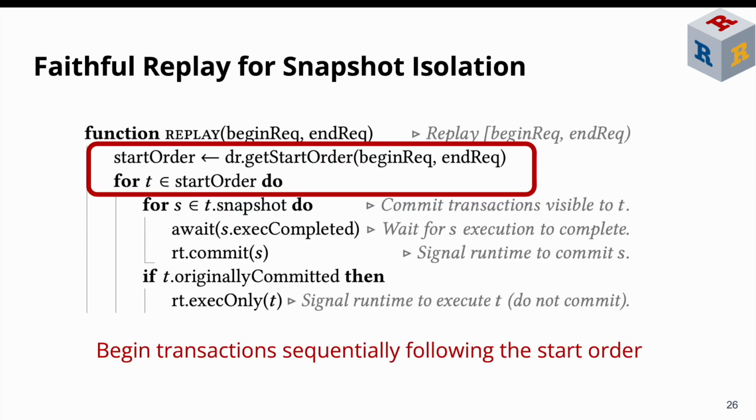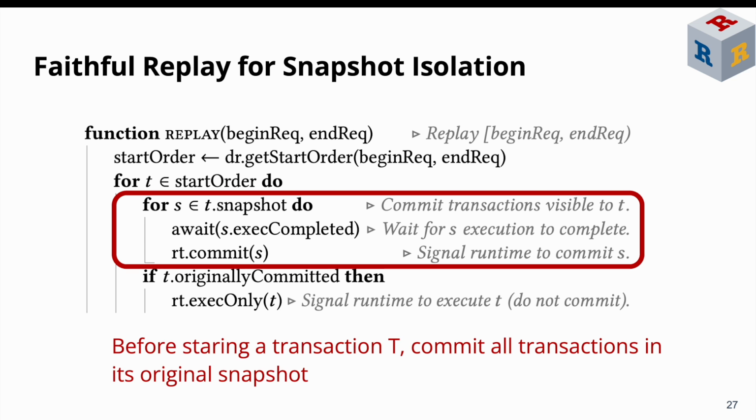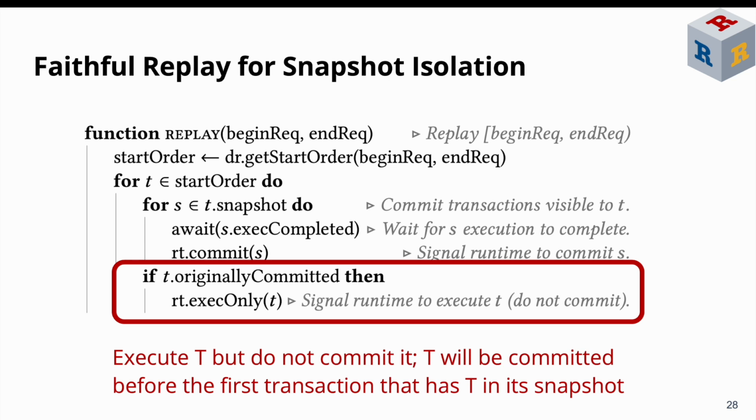In our algorithm, we first obtain the recorded start order and begin transactions sequentially following the order. Next, for each transaction, before starting its execution, we commit all transactions that are visible to it to reconstruct its original snapshot. Finally, we re-execute the transaction T, but do not commit it after it's complete, because T will be committed right before the first transaction that has T in its snapshot. We formally prove the correctness of this algorithm, and please see our paper for it.